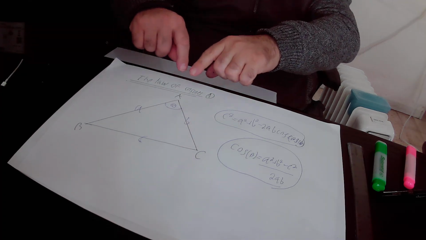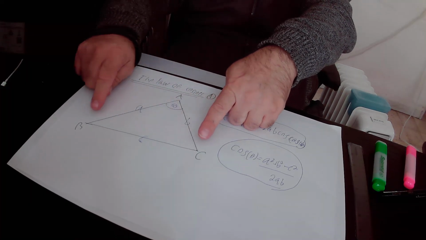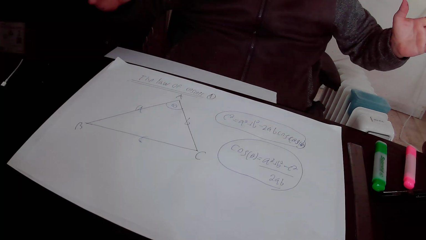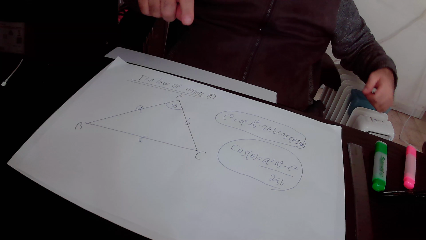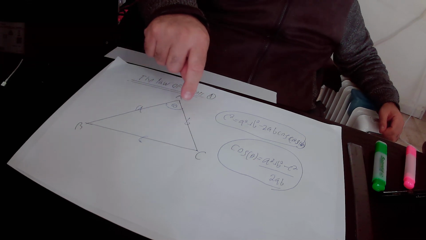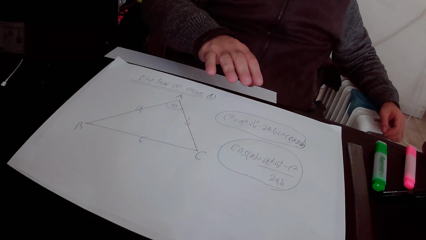We know that the length of side AB is A units, side AC equals B units in its length, side BC equals C units in its length, and this angle BAC equals theta. Then according to the law of cosines, C squared equals A squared plus B squared minus 2 times AB times cosine theta. Okay?